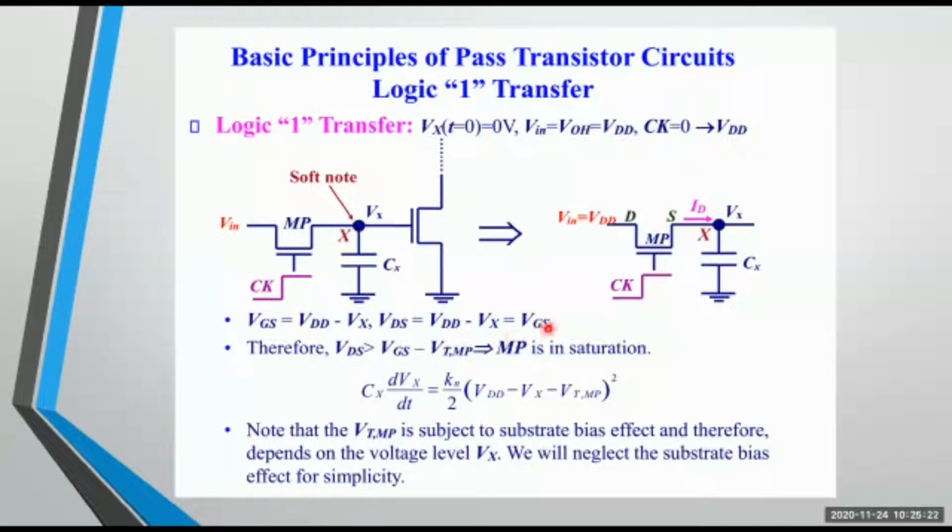That is ultimately nothing else but VGS. Therefore, VDS is greater than VGS minus threshold voltage, and this MP is in saturation. This is the condition for making a transistor be in saturation.